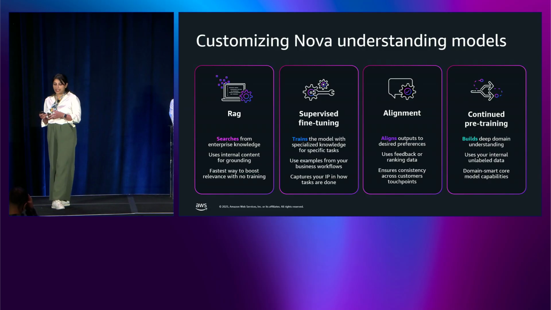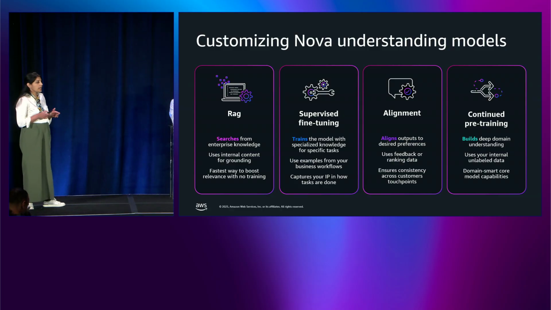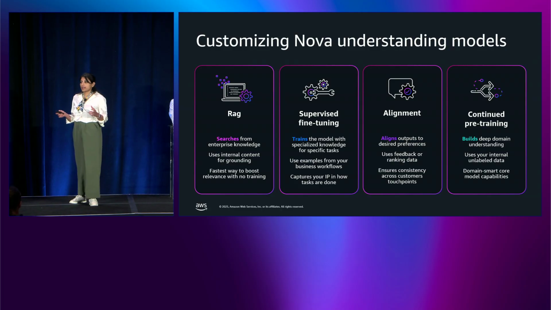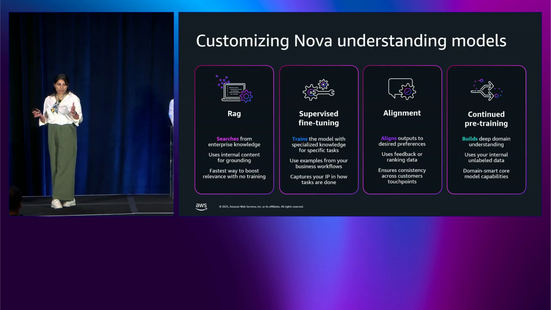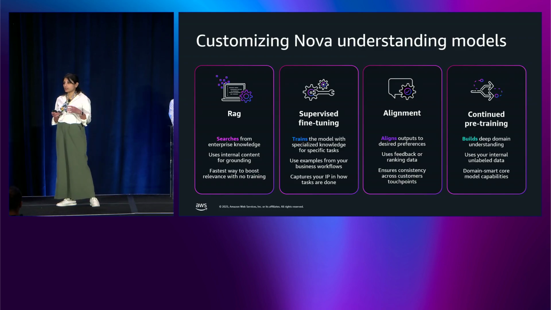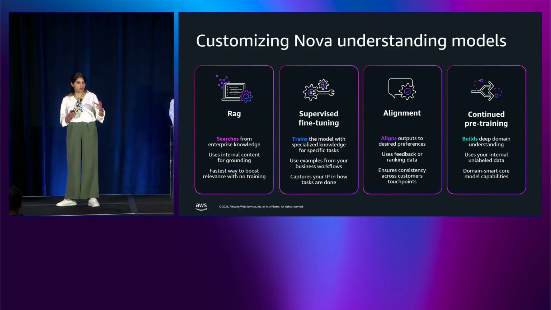And finally, the last technique is continued pre-training. This is really useful when you have niche domain data that the model might not have seen before, and you want the model to gain that deep domain expertise. You continue the pre-training process and use your unstructured data to train the model. The model not only now absorbs the general knowledge, but also your niche domain knowledge.